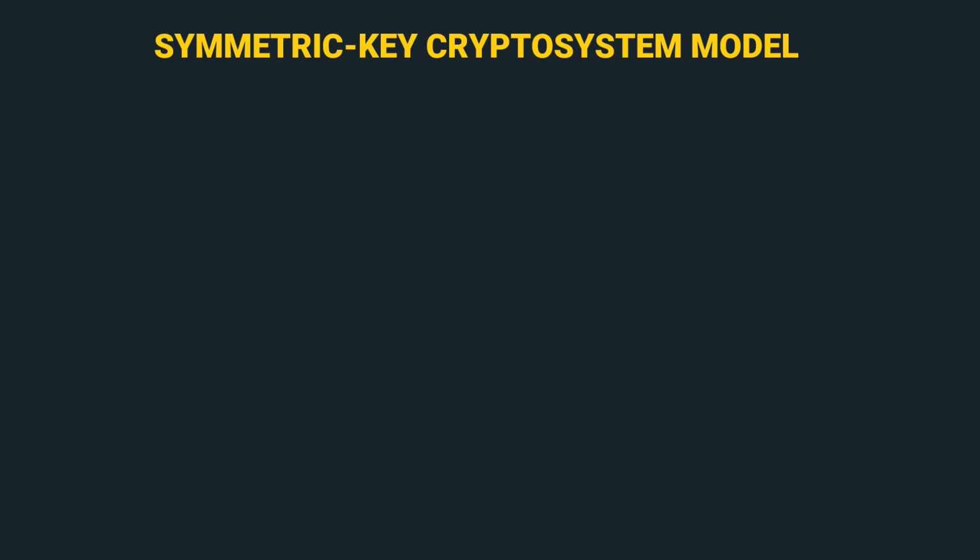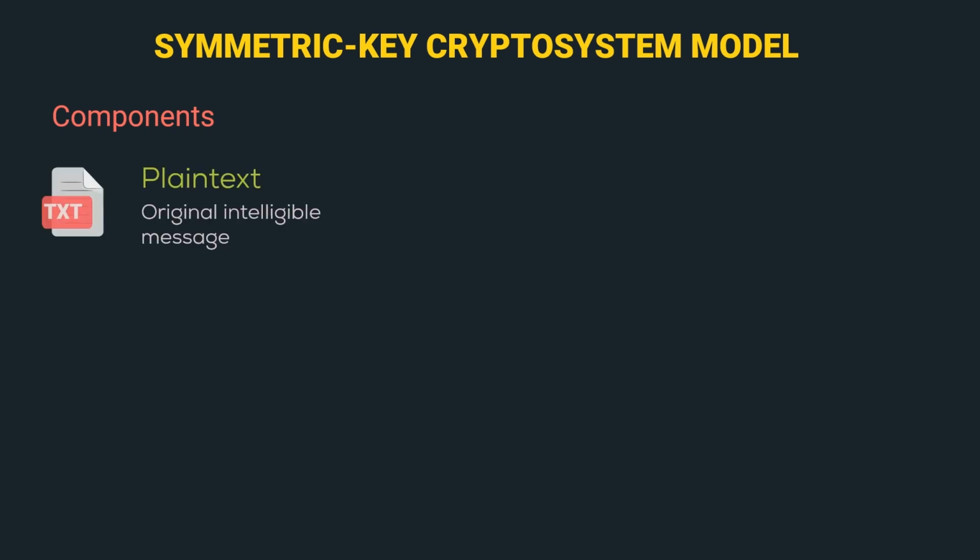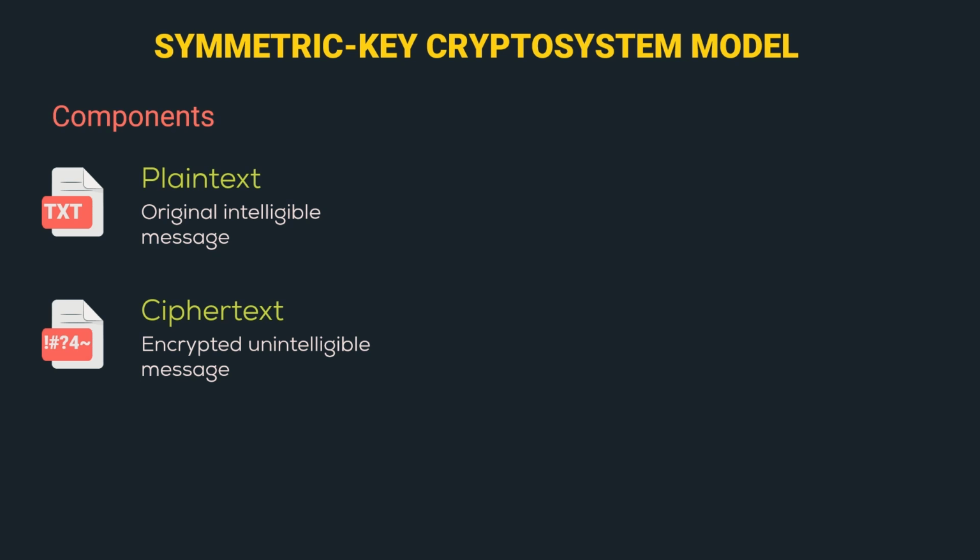Let's first define all the components used in the model. We have already seen most of these components in our previous videos, but today we are formally defining them. The first is plaintext, which is the original intelligible message. This is a message that Alice has and wants to send to Bob. The second is ciphertext, which is the encrypted unintelligible message which is sent via the insecure public channel to Bob.